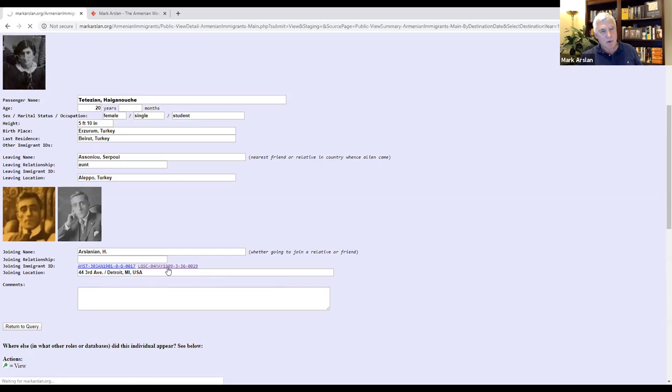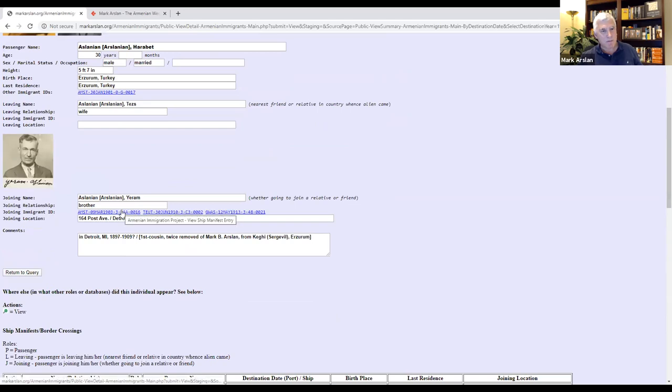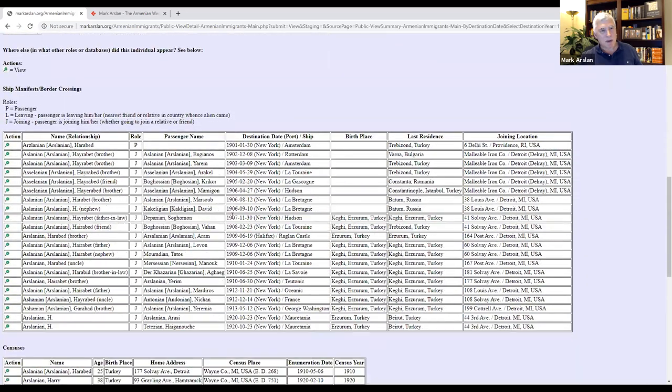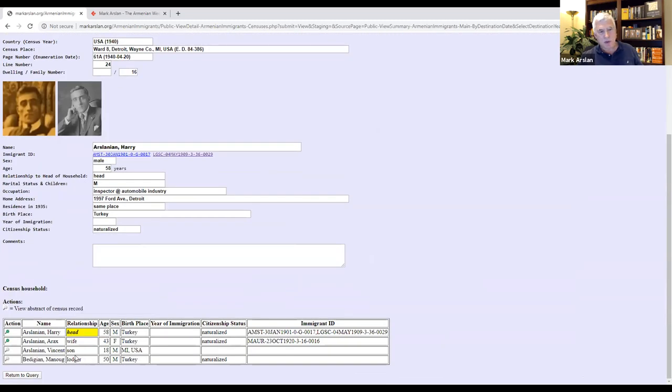So now I'm going to look at his ship manifest entry. Okay. And I can see he was joining a brother, and I've got his picture there, and he actually came three different times. I can see all these different people that listed Haribet as their sponsor. Some of these were relatives, some of these were friends, and I can find him on the 1910, 20, 30, 40 census. If I go to the 1940 census or any one of these census records, it shows the whole household, everybody else who was listed in that same census. So by going through all of these different records, you can find all kinds of great information about the other people that they were connected to, okay?